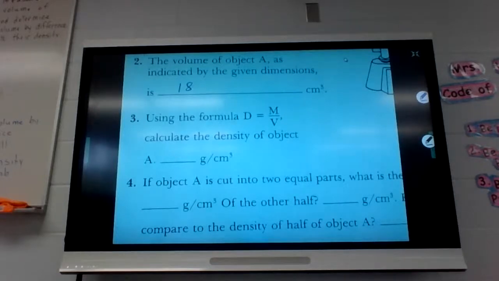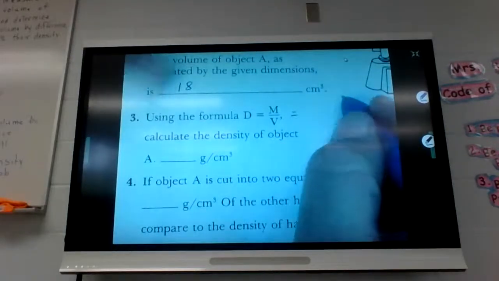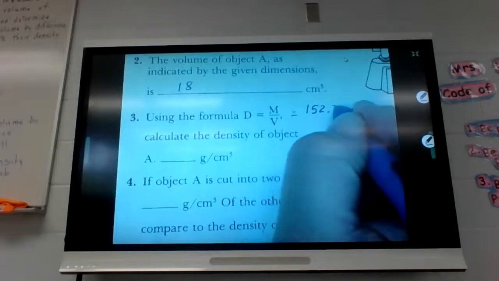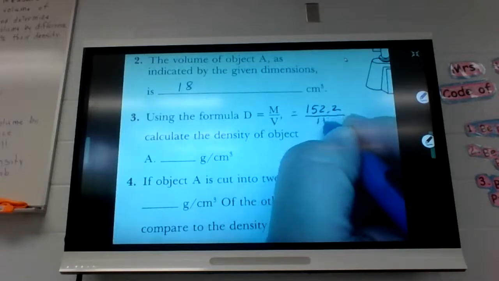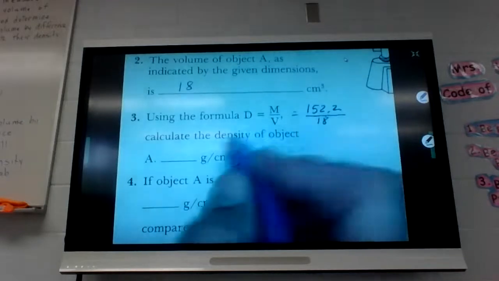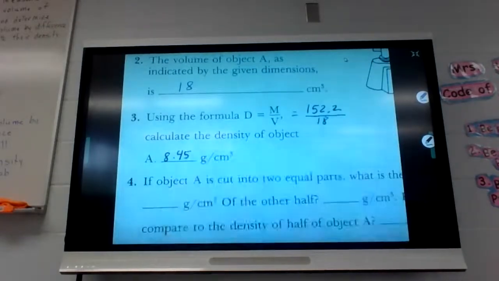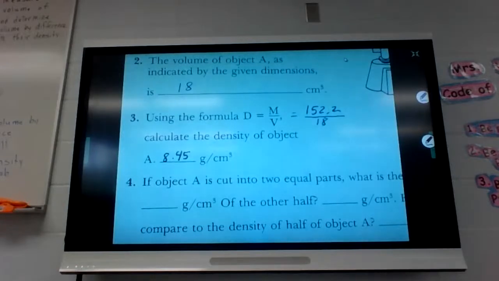All right, we got a calculator? Find me the density. Round off to no more than 2 places. All right, so density is 152.2 divided by 18. So you get 8.45. Is everybody okay with that? You can put 8.5, you can put 8.4, I don't care. I'm just telling you not to go more than 2 places past the decimal.